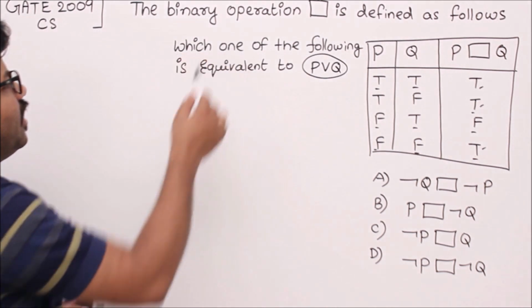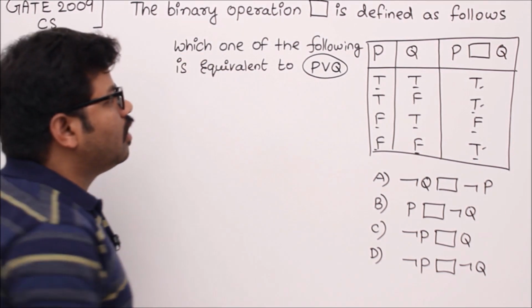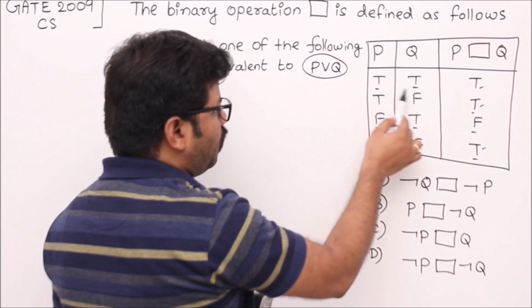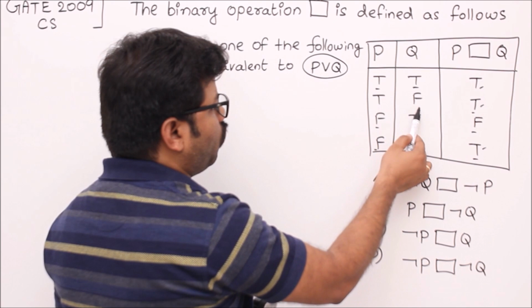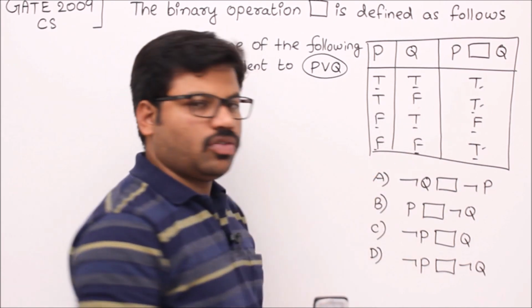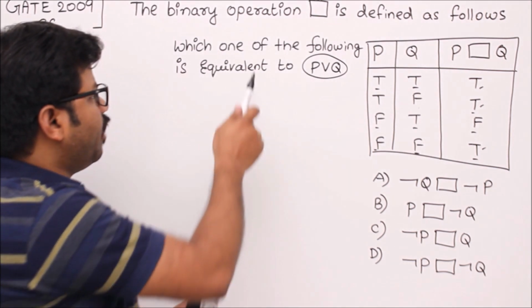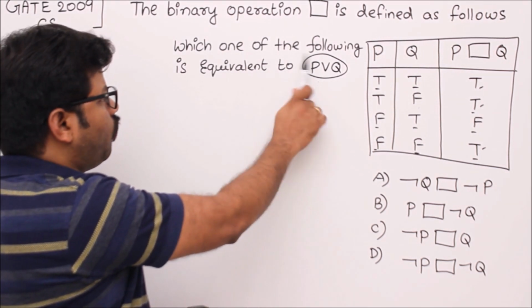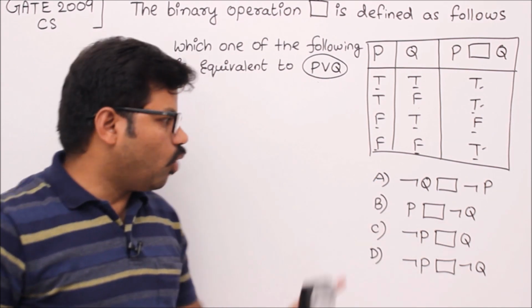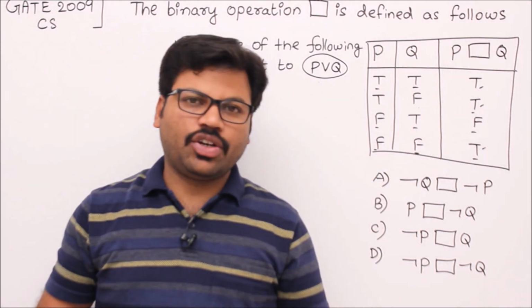The binary operation box is defined as follows: for P, Q, and P box Q. So how we defined it: when P true, Q true, it is true. When P true, Q false, it is true. P false, Q true, it is false. P false, Q false, it is true. Okay. Now they are asking about P OR Q. Which one of the following is equivalent to P OR Q? We have to identify one of the options.